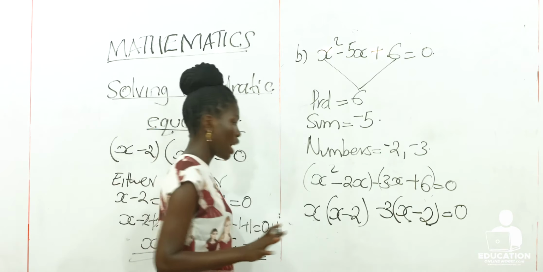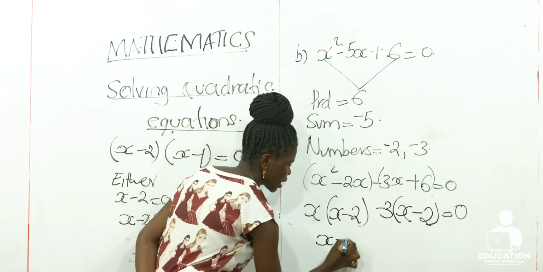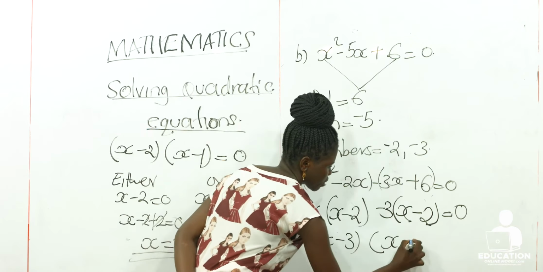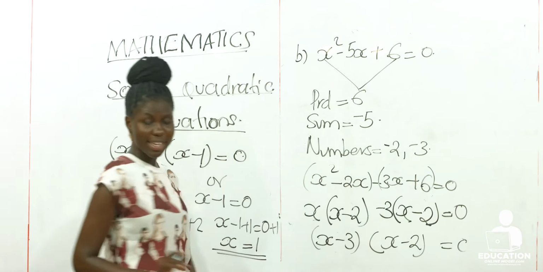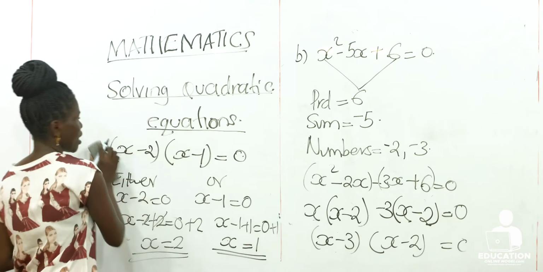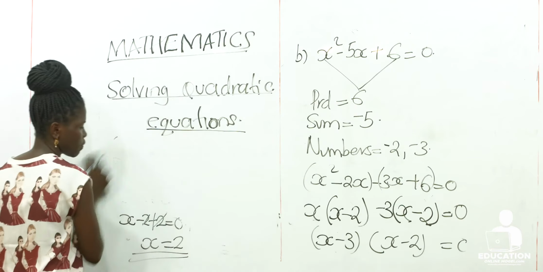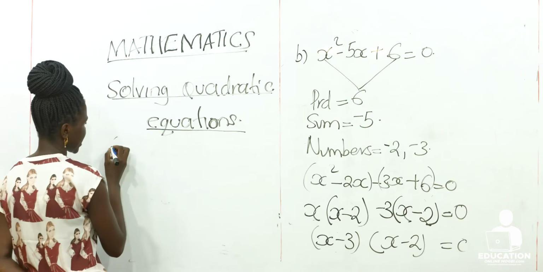Now we're going to get our two factors. The two brackets are the same. Our first factor will be x minus 3, and the second factor will be x minus 2. We equate it to 0. We do not end here. We go ahead to find the final values of x.